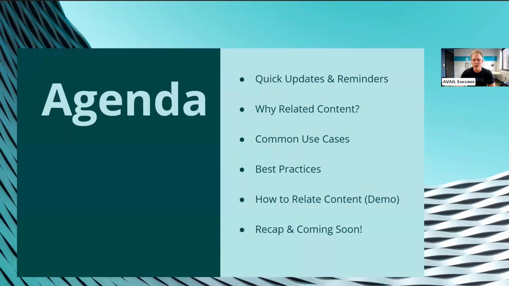We'll talk about the why behind this new feature, related content. Talk about common use cases and best practices. Rob's going to go through a full start to finish demo of how to set up these relationships in Avail and how to connect these different pieces of content. And then we're going to recap everything and talk about some new and exciting features that will help bolster this related content and make it a lot easier for you to use, and have your end users have this available in Avail in the future.